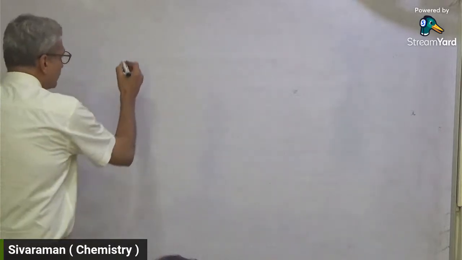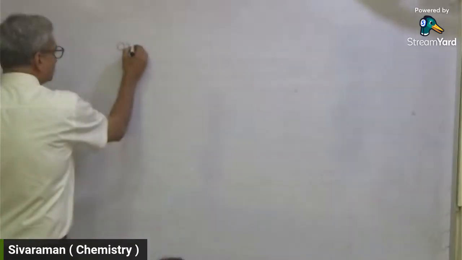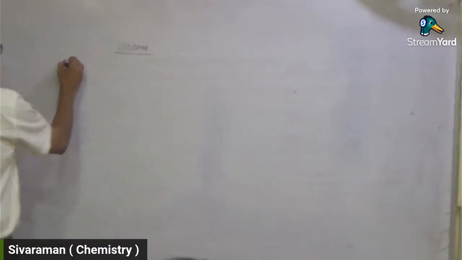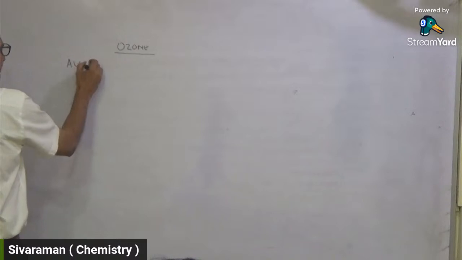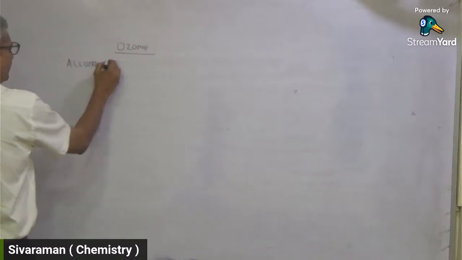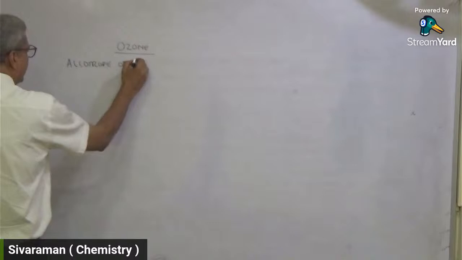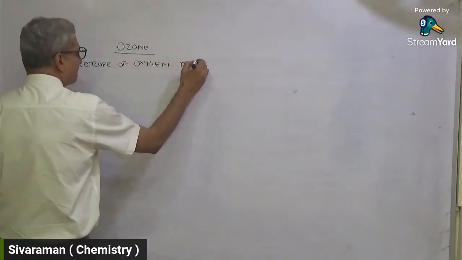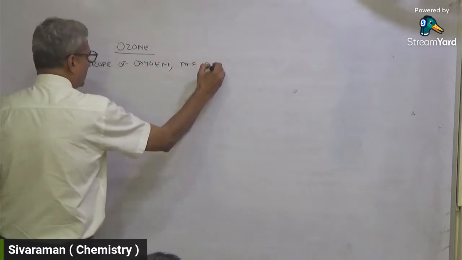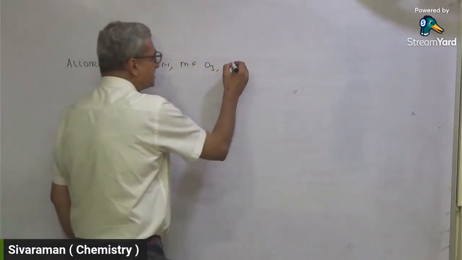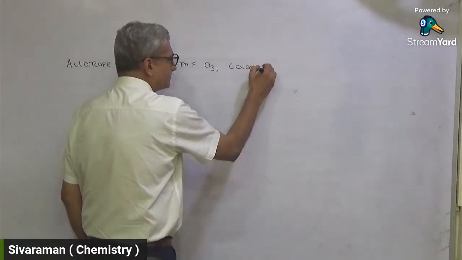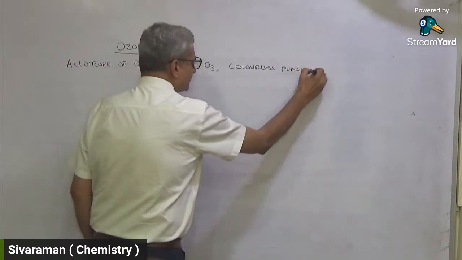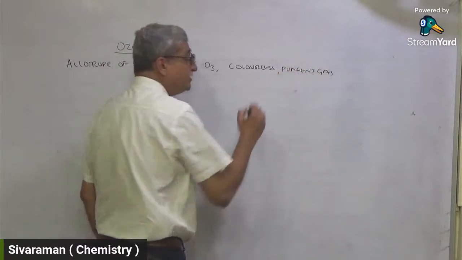So what is ozone? Ozone is an allotropic form of oxygen, an allotrope of oxygen. Molecular formula O3, okay? It is a colorless, pungent gas. It has a certain pungent fishy odor.